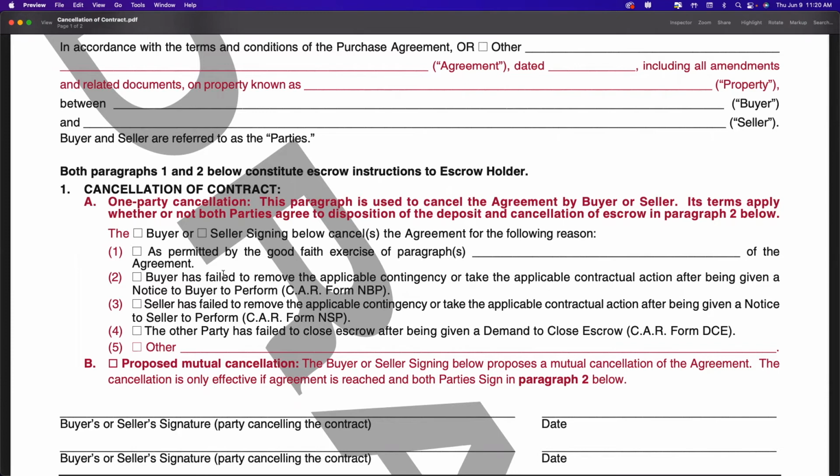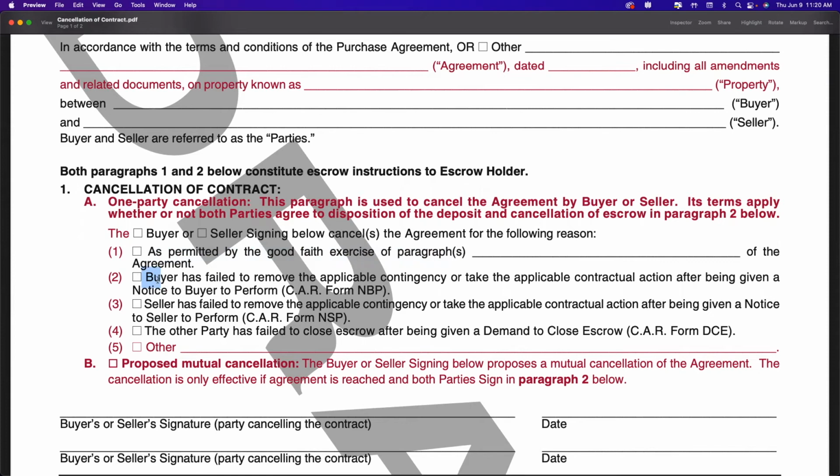So paragraph 1A is who is canceling, the buyer or the seller. Okay? And why are they canceling? As permitted by good faith exercise of a paragraph? Are they doing it because of a contingency, because of the loan contingency, the appraisal contingency, the inspections and investigations, the disclosures? What paragraph are they canceling for? That's what that's for. If the seller is canceling and they check this box, it's because the seller sent a notice to buyer to perform and the buyer failed to perform, so now the seller is canceling.